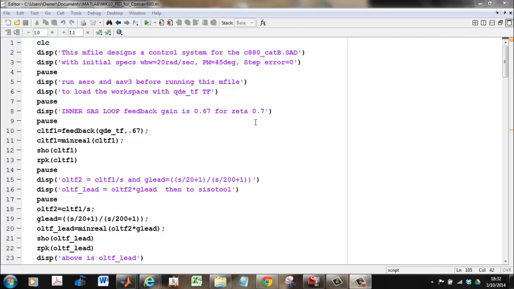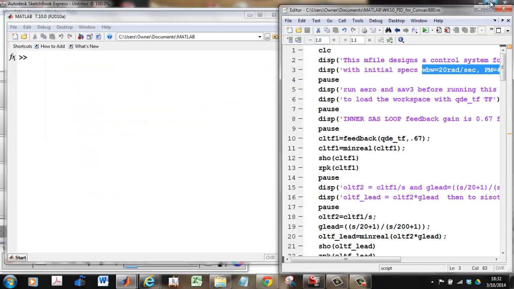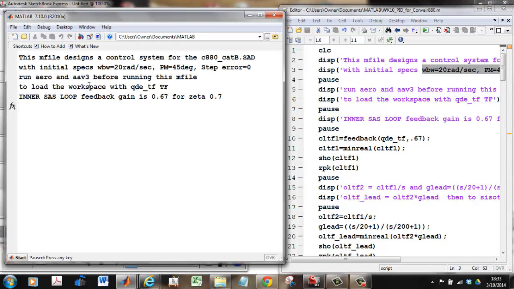Now here's an M file available that takes us through the control system design for the Convair CatB SAD. And we're looking for a bandwidth of 20 radians per second, 45 degree phase margin, and a step response that follows a unit step exactly with no errors. So you need to get your program and run AAV3.